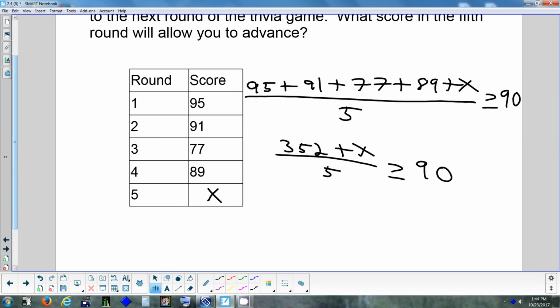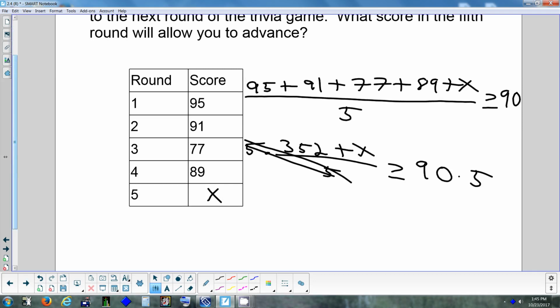Anytime we have a fraction, what do we always do to get rid of the fraction first? We're going to get x by itself, but how do you get rid of a fraction? You multiply. What do you multiply by? You multiply by 5 on each side. It's like first grade all over again.